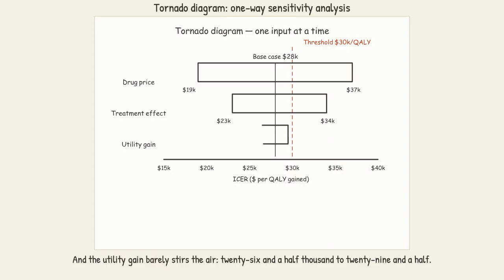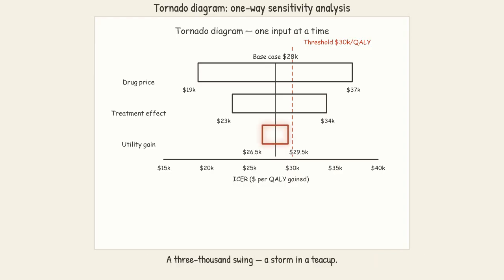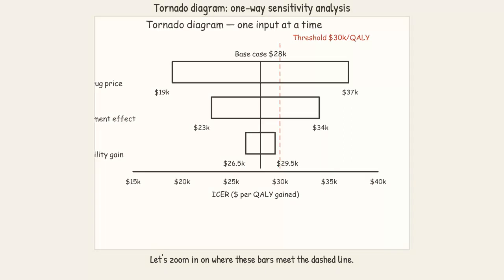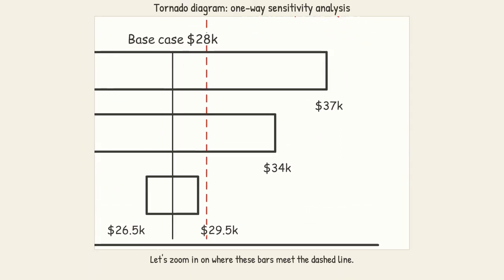And the utility gain barely stirs the air, 26,500 to 29,500. A 3,000 swing, a storm in a teacup. Let's zoom in on where these bars meet the dashed line. Price and effect both push the ICER past the threshold, so either one can flip the decision. The utility bar never reaches it, so that assumption can sleep soundly.